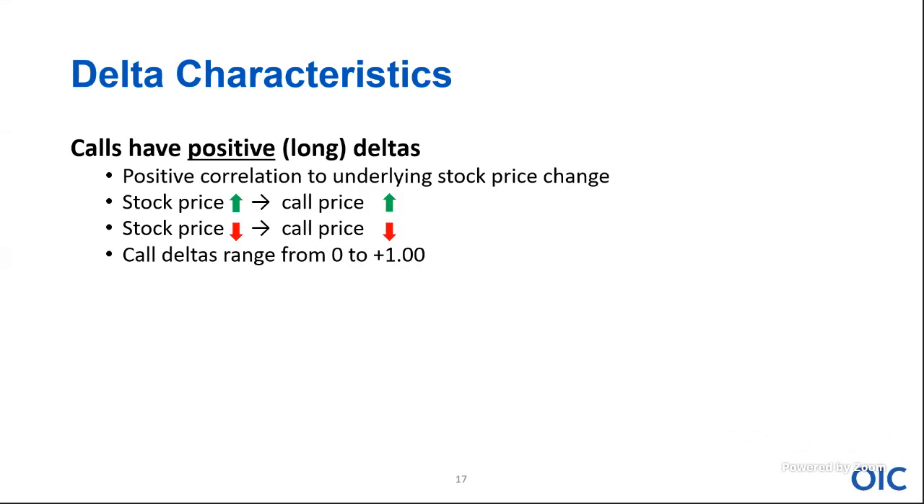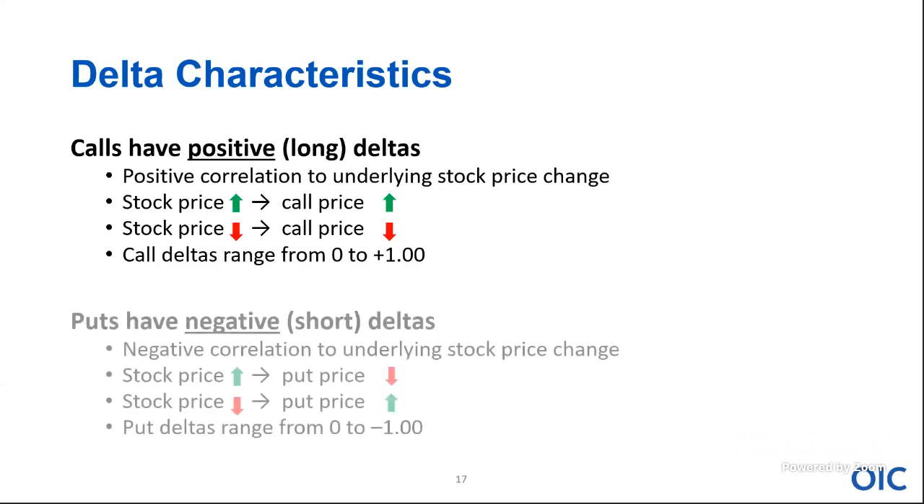So buying calls is long deltas. Selling calls is short deltas. Now let's look at puts. It's just as simple to understand just from the opposite direction. Put prices move in the opposite way that stock price movements occur. So there's a negative correlation, and put options themselves have short deltas.